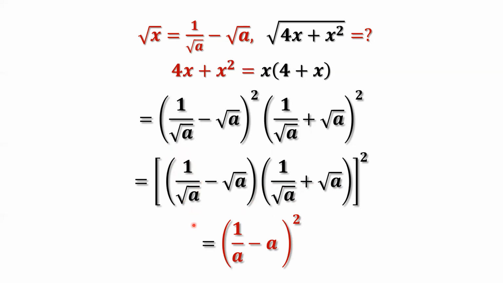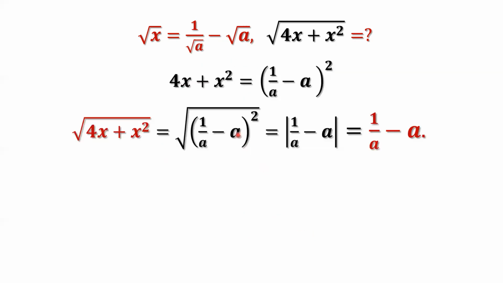So the first term square, that's 1 over a. The second term square, that's a. So what we have, 4x plus x squared equals 1 over a minus a, then square. We summarize the result here.